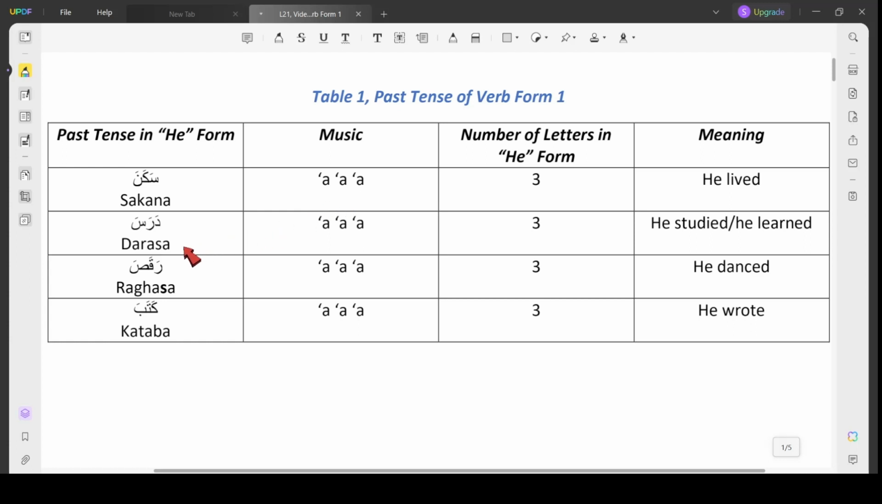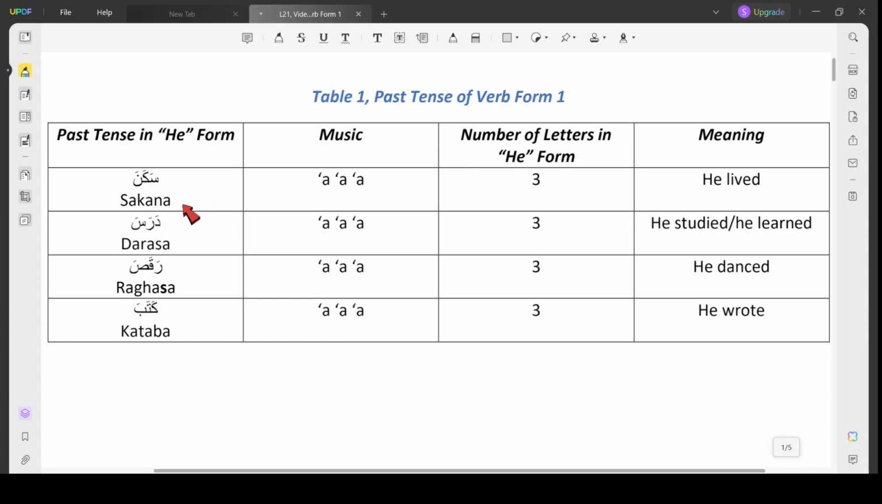The second one. Darasa. A. Again. Darasa. A. Next. Raqasa. A. Again, raqasa. A. And the last one, kataba. A. Again, kataba. A.